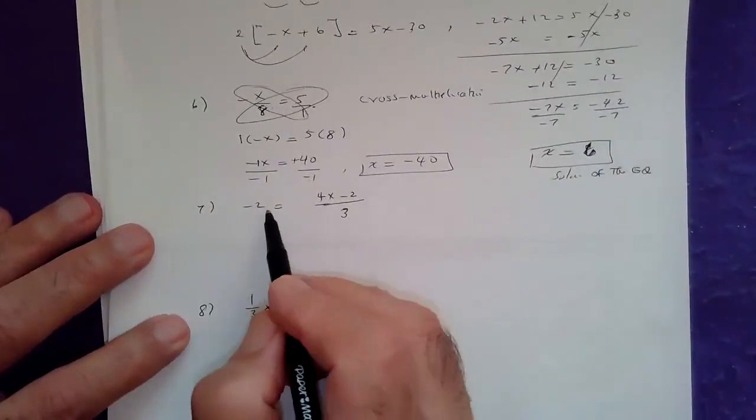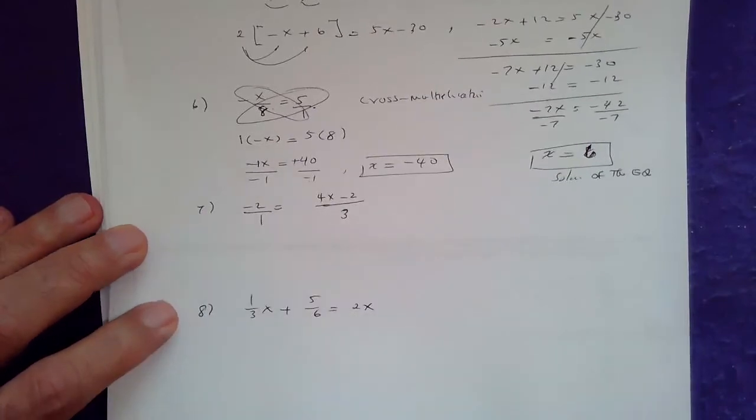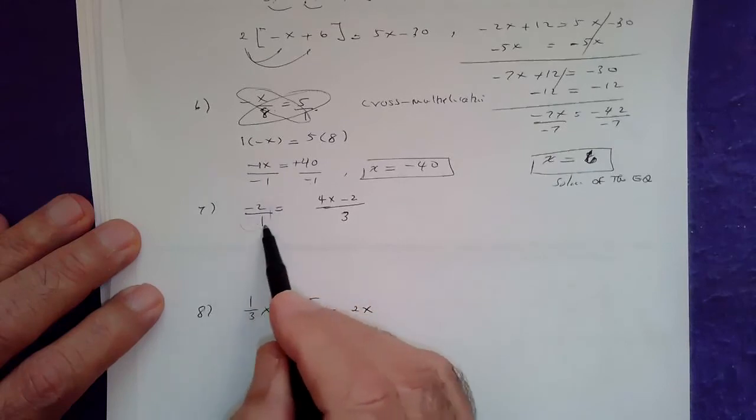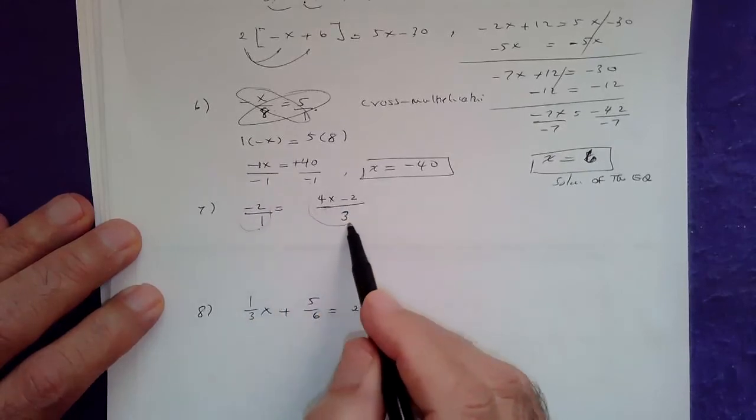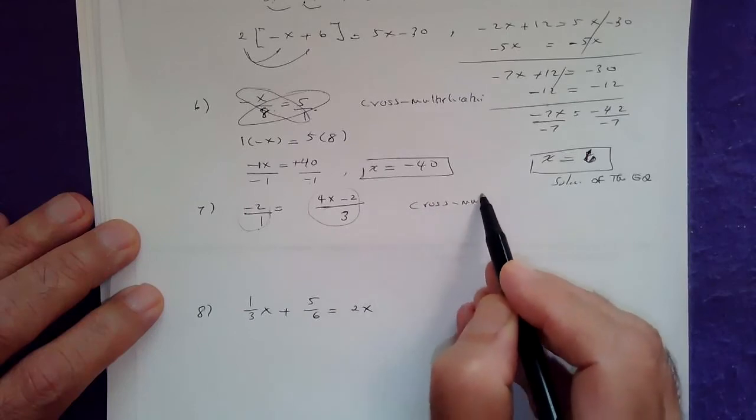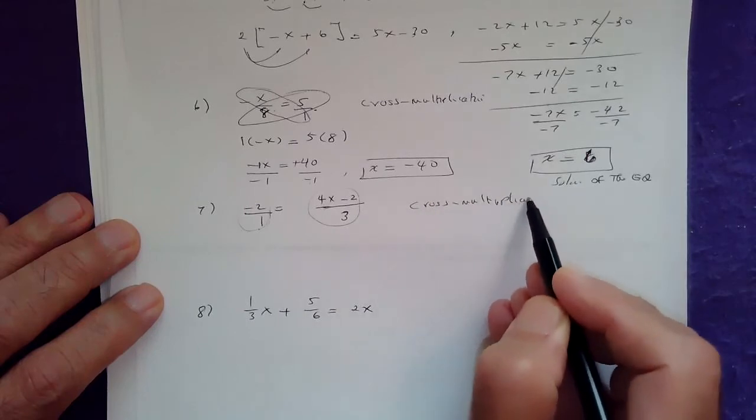So the same thing applies for this one. If you don't have a fraction on either side of the equal sign, give a denominator of 1 and change the whole number into a fraction. Remember, I have one fraction on the left, one fraction on the right. So therefore, I do what is known as cross multiplication, correct?